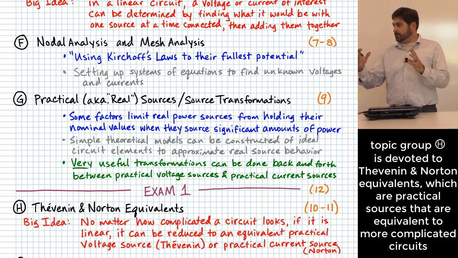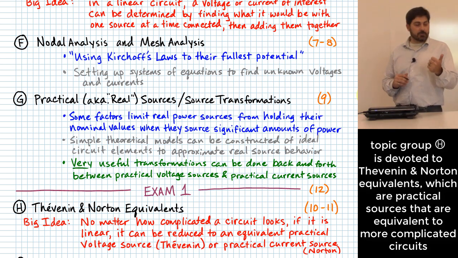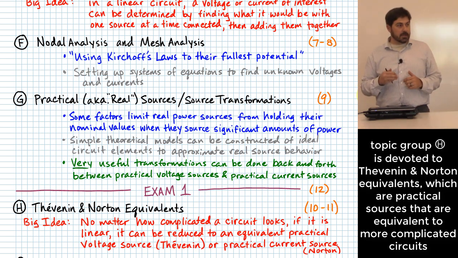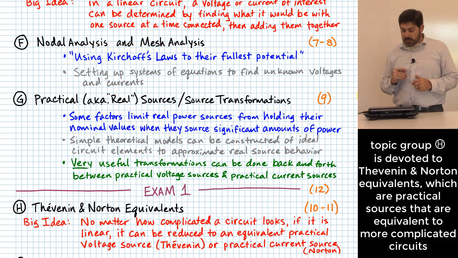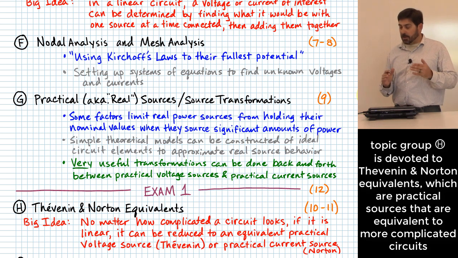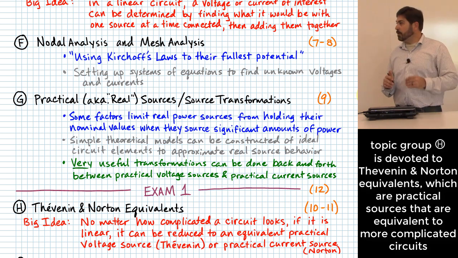And so those two types of sources are called a Thevenin equivalent in the case of a practical voltage source, or a Norton equivalent in the case of a practical current source. And I'm going to show you some techniques that we can use to get to Thevenin and Norton equivalence. There's not really that much new presented in that area. We're going to be using all of our circuit analysis techniques we had already learned up to that point in order to find those Thevenin and Norton equivalents.